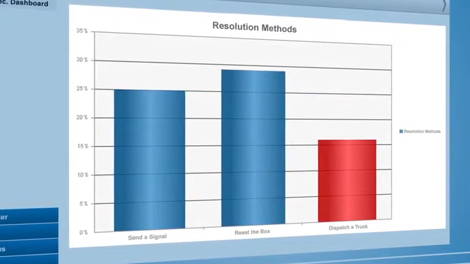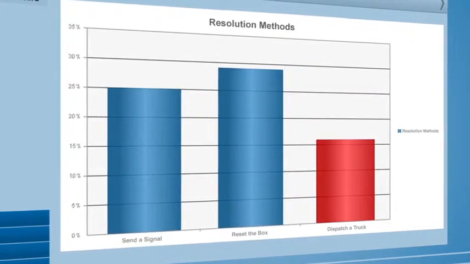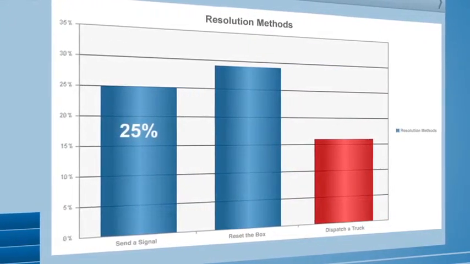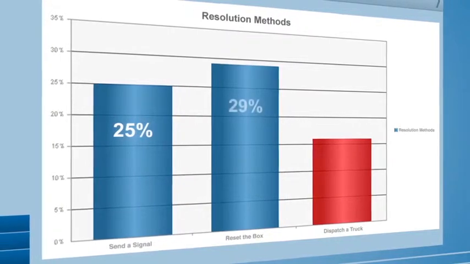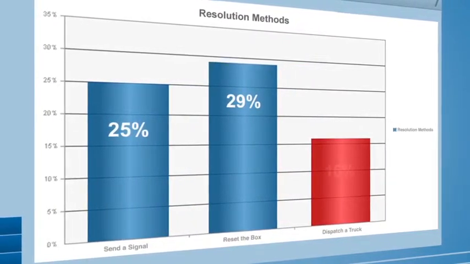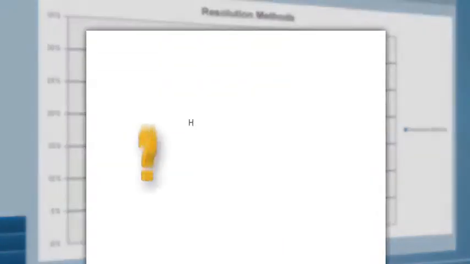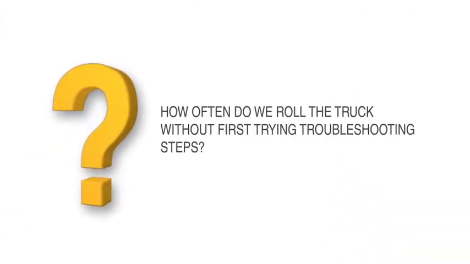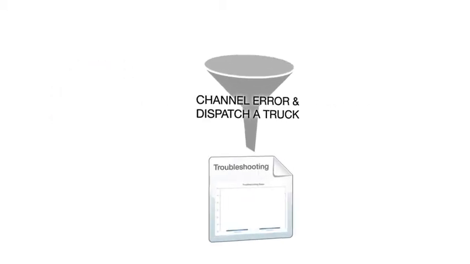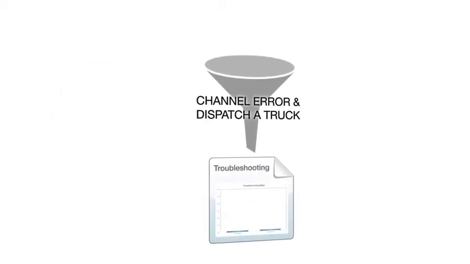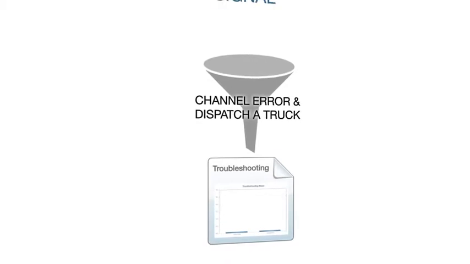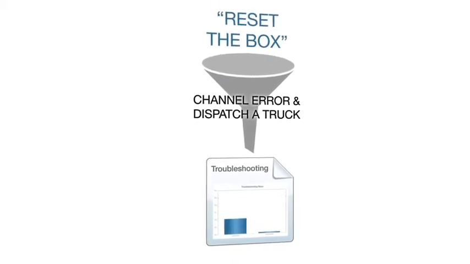This analysis shows that, overall for this channel error, we send a signal 25% of the time. We reset the box 29% of the time, and we roll a truck 16% of the time, which is a higher number than we'd like. Which begs the question, how often do we roll the truck without first sending a signal and resetting the box? Next up, we filter our troubleshooting types. We want to see every time we have a channel error and we rolled a truck.